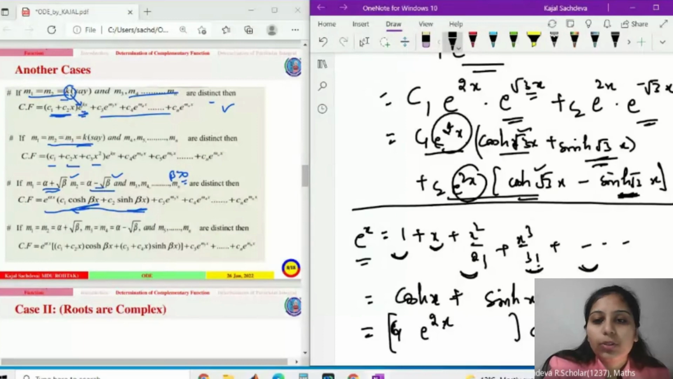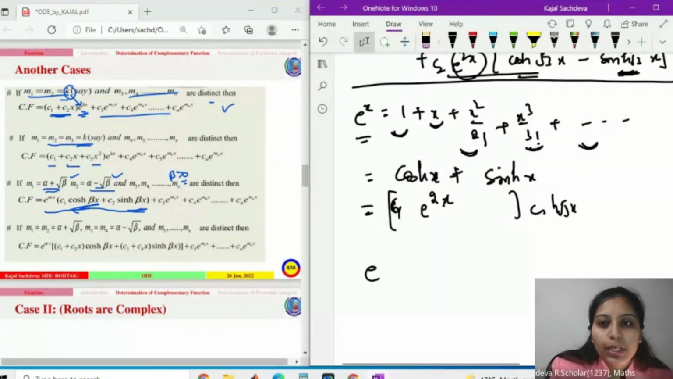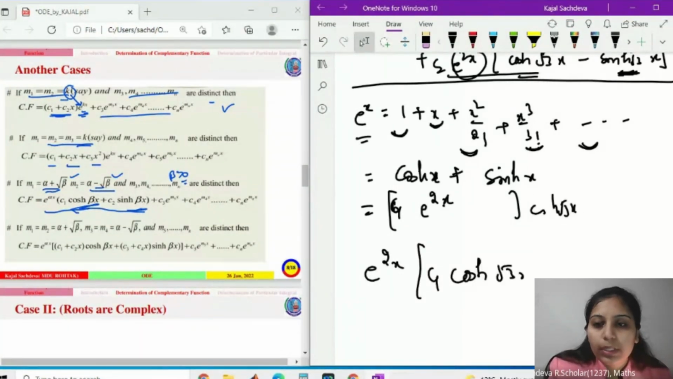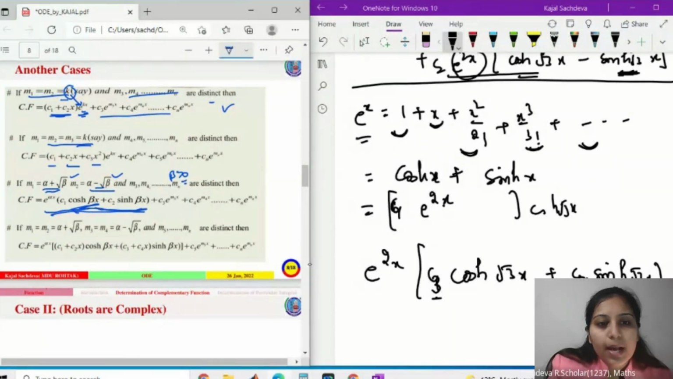So the required solution will become, in the form which we want, e raised to power 2x into (C1 cos hyperbolic root 3x plus C2 sine hyperbolic root 3x). These can be other constants also, so we will write C3, C4 as our constants, which change when we separate sine hyperbolic root 3x. So this is our required solution which we have converted. So in this case, we can write the solution in sine hyperbolic, cos hyperbolic form also, and it can be written as e raised to power form also. Both are the correct way.